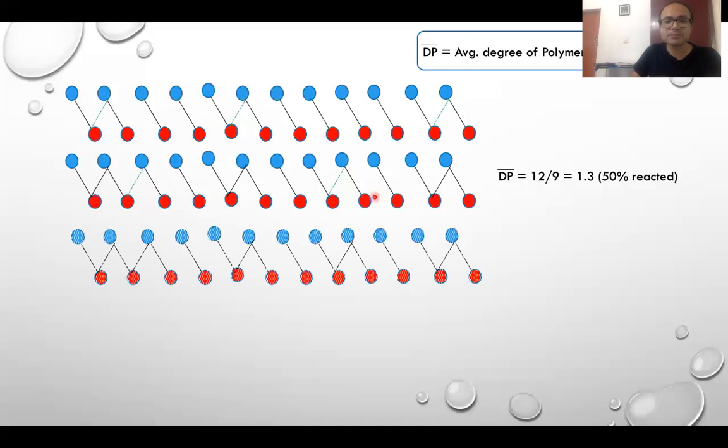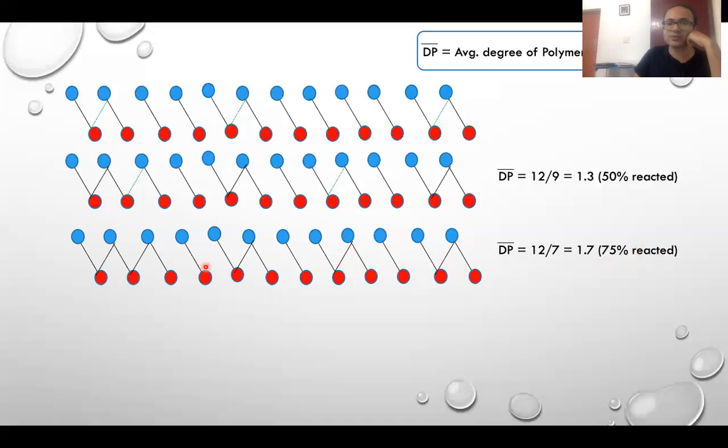When 75% of the reaction has happened, I have replaced the green lines by solid lines, which means the reaction has happened. Now let us check how many molecules are left behind: 1, 2, 3, 4, 5, 6, and 7. So there are 7 molecules present in the reaction mixture. The degree of polymerization is 12, the initial number of monomer molecules, divided by 7, the current number of molecules. That comes out to be 1.7. This is after 75% of the reaction has been completed.